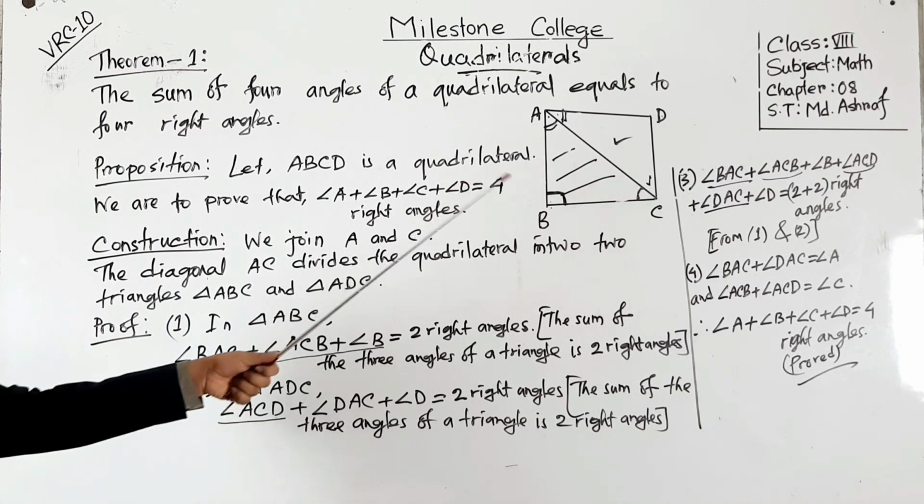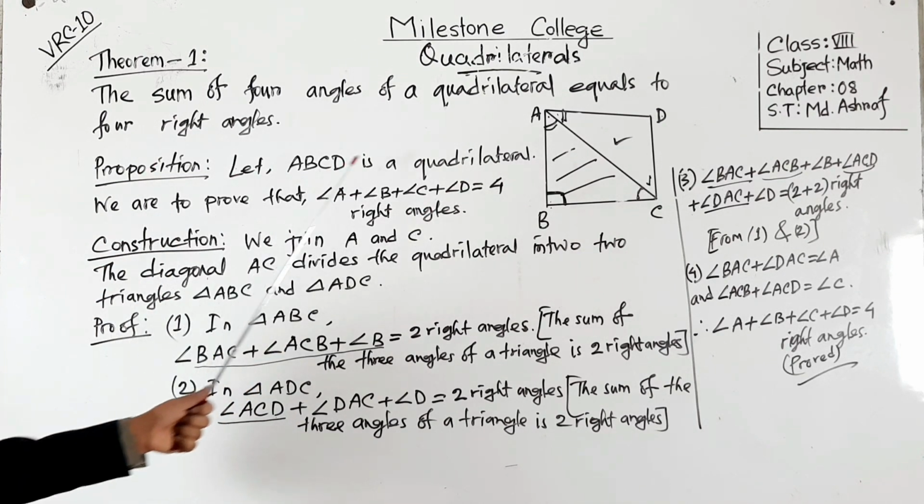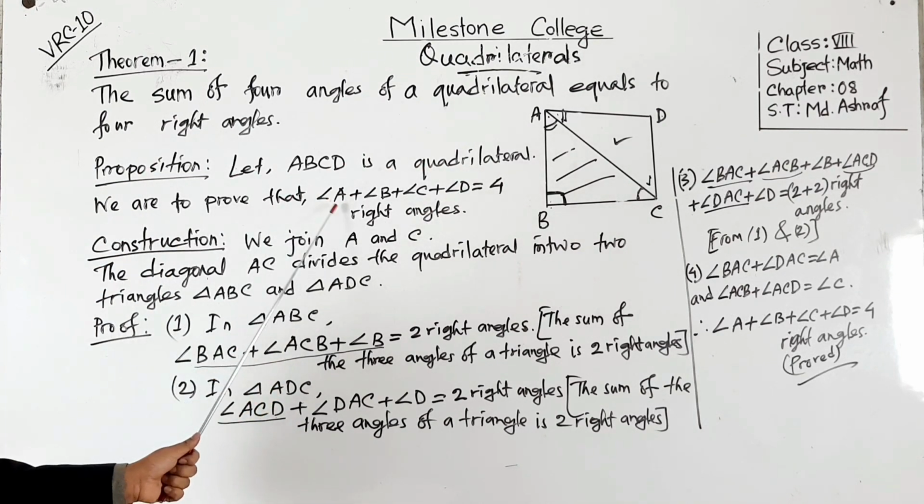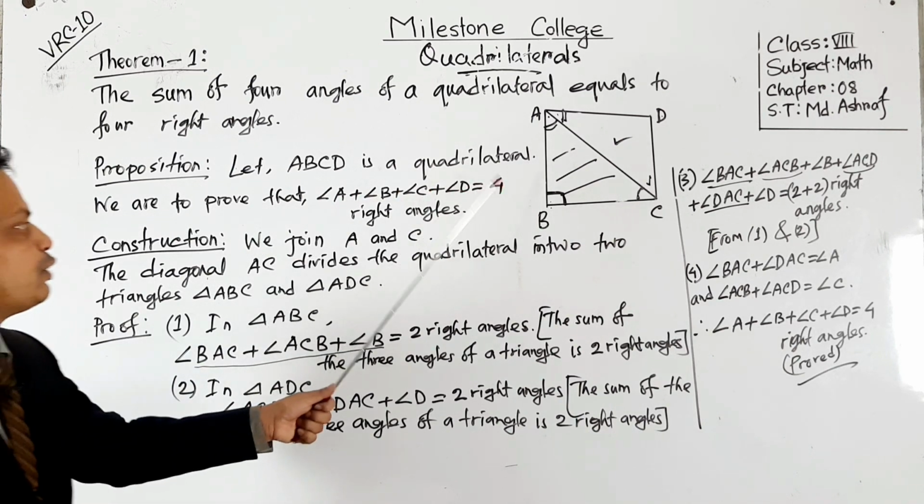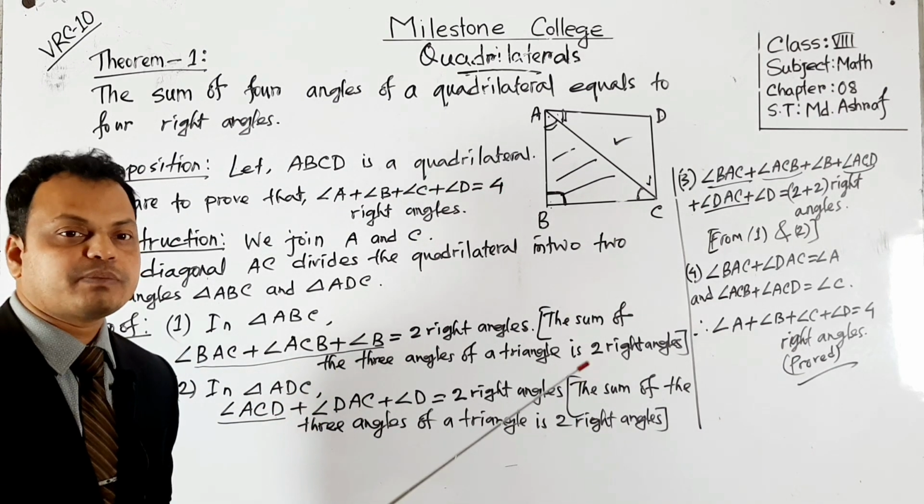According to the figure we have to write the proposition. Let ABCD be a quadrilateral. We have to prove that angle A plus angle B plus angle C plus angle D equals 4 right angles. 4 right angles means 360 degrees.